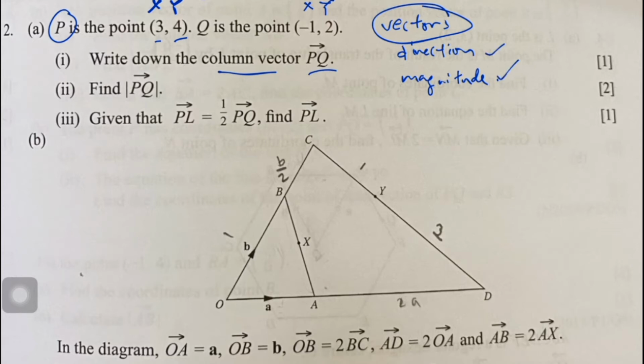It tells you how to travel from point P to point Q, whereas the coordinates tell you where this point is and where that point is. That's all. So far, okay. So vector is like a direction.